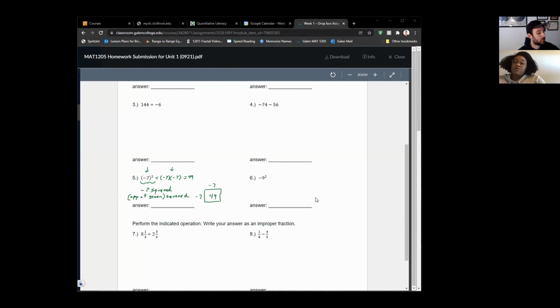What's comfortable for me would be writing it out. So the -7 in parentheses, and then the other -7, and then equals 49. That makes sense for me. Okay, so you like the 2 repetitions of the -7.